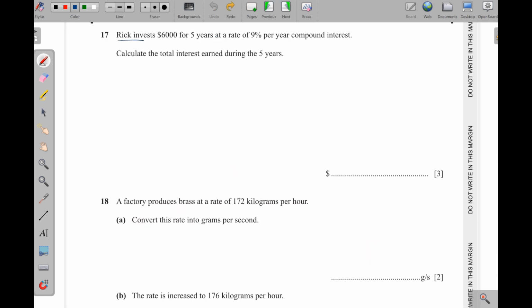Question 17. Ricky invests $6,000 for 5 years at a rate of 9% per year compound interest. And they're saying that we calculate the total interest earned during the 5 years. Now, the amount using compound interest is going to be the principal times 1 plus r out of 100, to the power of t. You can put n because that is the duration.